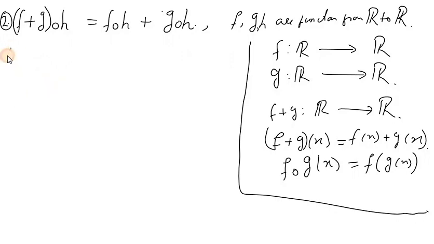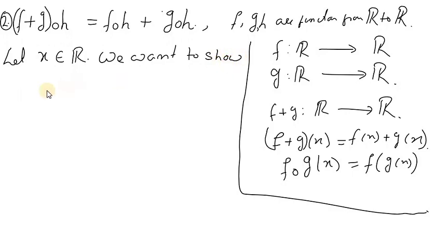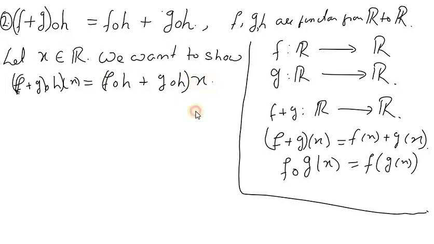So we'll start with: let x belong to R. We want to show that (f plus g) o h is equal to (f o h) plus (g o h) of x. This is what I want to show.